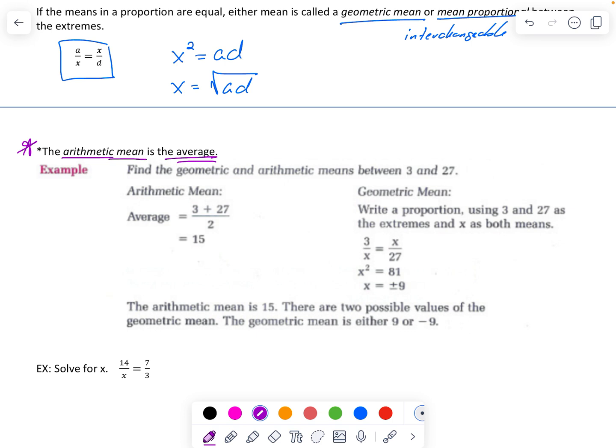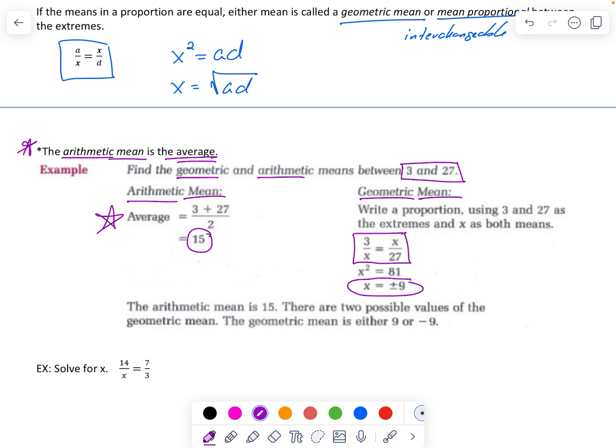So this example is done. Let's just look through it. Find both the geometric and arithmetic means between 3 and 27. So normal average, 3 plus 27 divided by 2, 15. That's the arithmetic mean. For the geometric mean, we're going to set up this proportion, right? 3 and 27 on the extremes, x in the means. And so we get x squared equals 81, or x equals plus or minus 9.